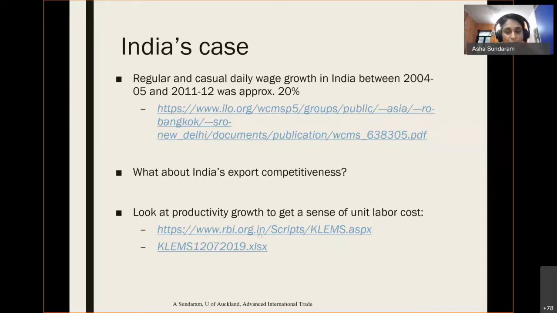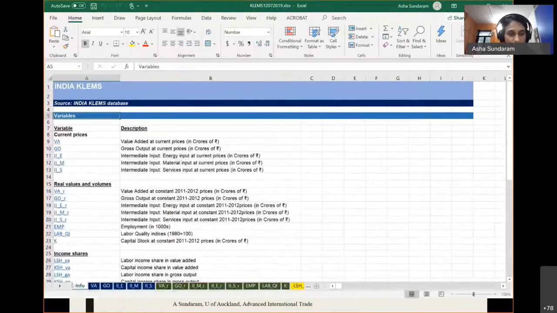So the link here gives you the relative productivities across various Indian sectors in the KLEMS database. I downloaded this from the RBI website. If you click on that, and you should have that link on the slides, it gives you labor productivity across these different sectors. You want to be looking at these productivity levels. So let me go to TFP. Okay, so TFP based on value added, right?